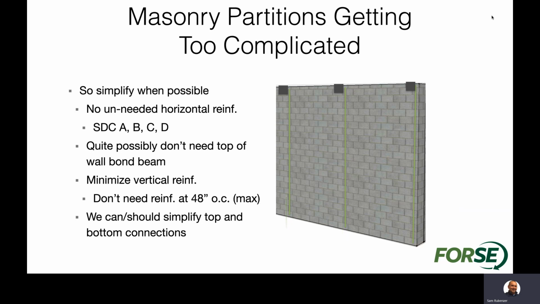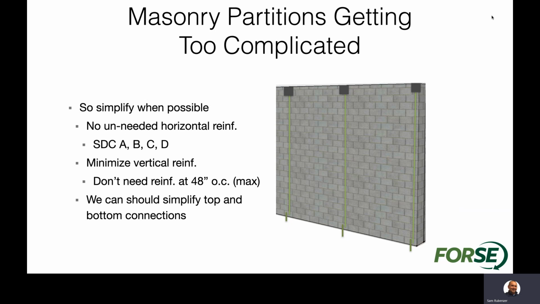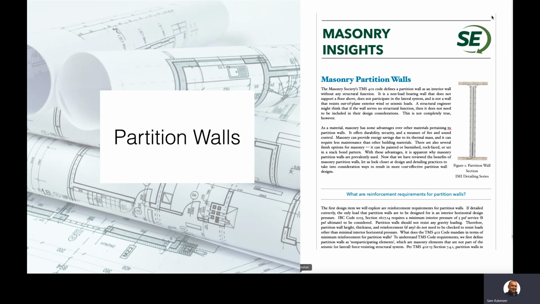Looking at the connections both at the top and the bottom, we can make sure that we have just the minimal connections that we need for partition walls. So again, we can make sure that we're cost effective. We have another paper from Force on partition walls, and we think it's a good paper in trying to define what the actual requirements are for partition walls so that we can make sure that it's as efficient as possible. So certainly contact IMI or Force to get this paper.